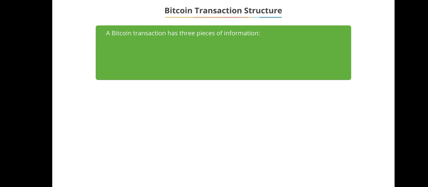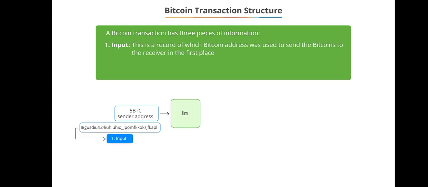Bitcoin transaction structure. Now let's take a look at a Bitcoin transaction structure. A Bitcoin transaction has 3 pieces of information. First piece of information is called an input. This is a record of which Bitcoin address was used to send the Bitcoins to the receiver in the first place. It is also defined as the unspent transaction output.